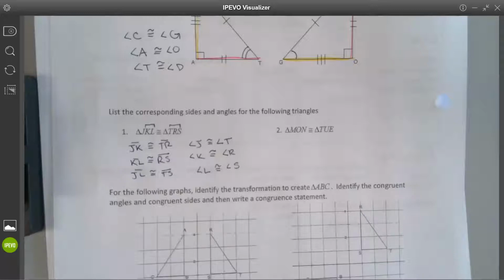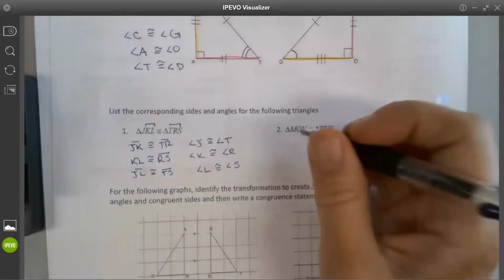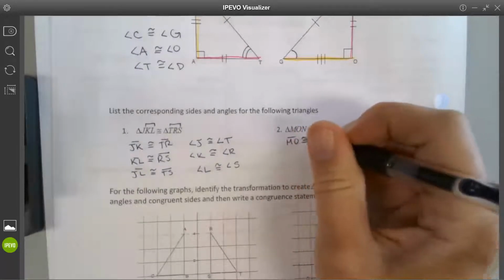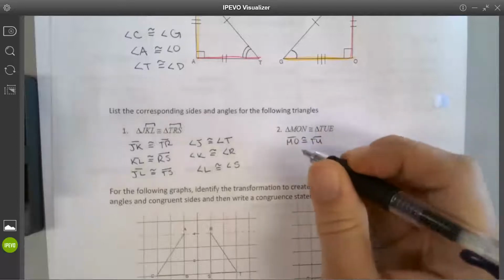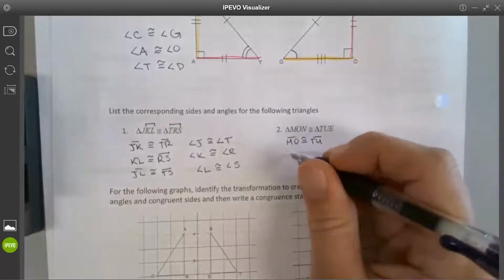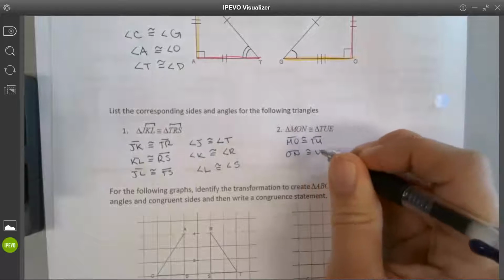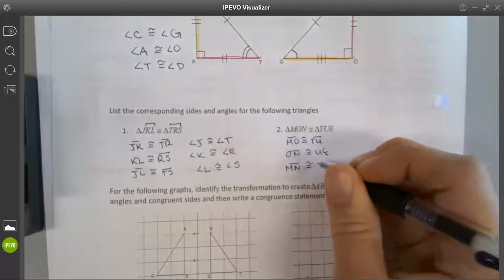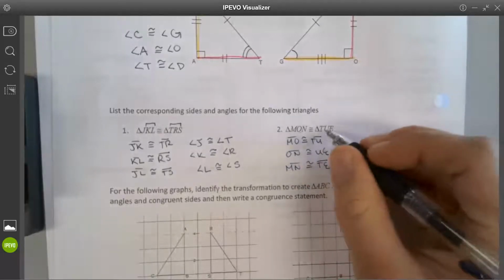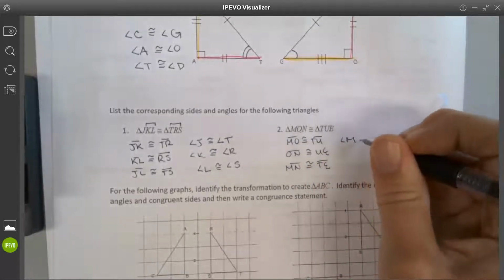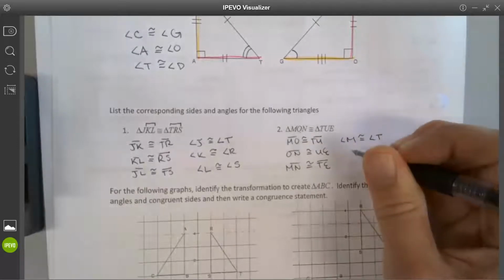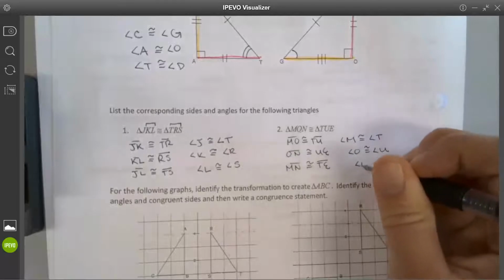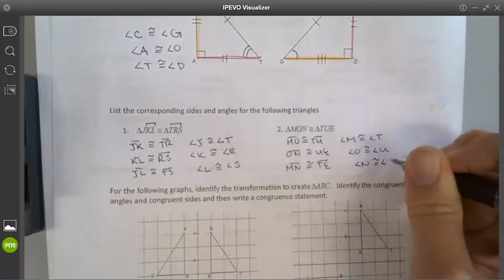Okay, so who has a side pair that works? Yep. And what's my last side? TE. Good. And then my angles, they're just going to go in order. So I know angle M is congruent to angle T. Angle O is congruent to angle U. Angle N is congruent to angle E.